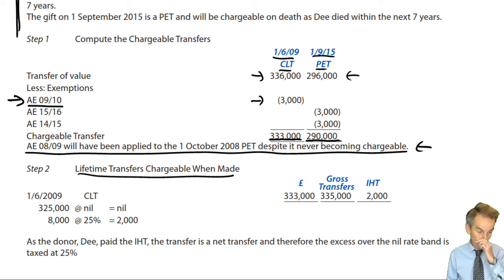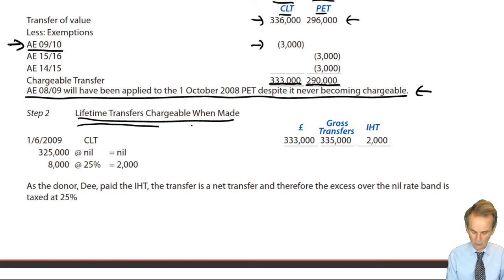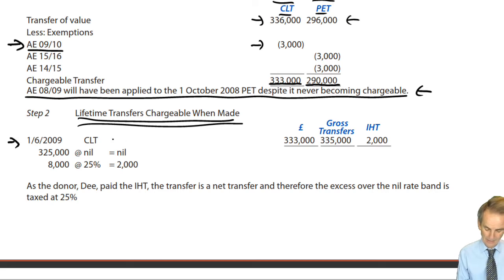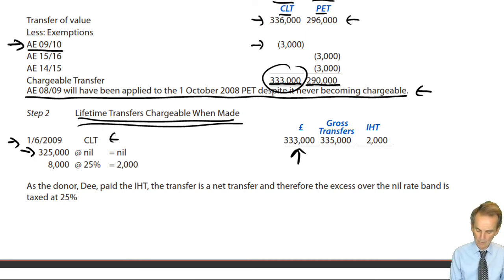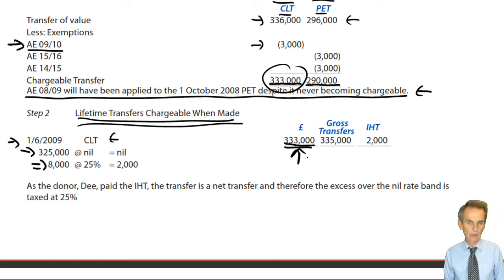Do we have any CLTs? Yes, we have a CLT, and hence this computation is required, lifetime transfers chargeable when made. It was June 09, it was a CLT, the chargeable transfer, 333,000 included there. What then back in 09-10 was the nil rate band, it was 325. We've gone above that at 333, so 325 is at nil. That leaves a balancing figure of 8,000 out of the 333 that is now above the nil rate band and is to be taxed in lifetime.